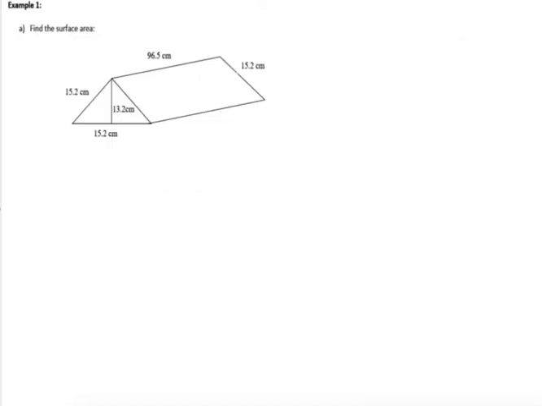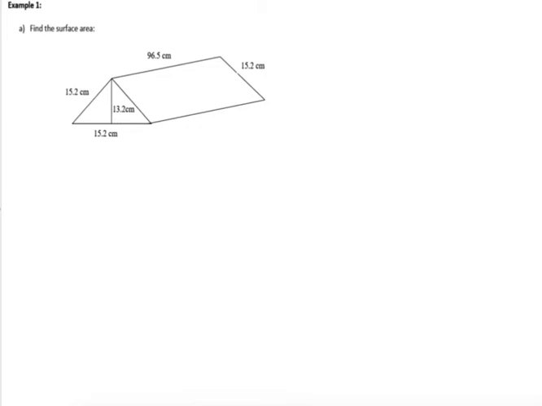So let's take a look at an example here. Example number 1 says, find the surface area of this prism. This prism is what we call a triangular prism because it has triangular sides, or the shape other than the rectangle in this shape is a triangle. We're first going to draw a net drawing of this shape, and it's going to look something like this.